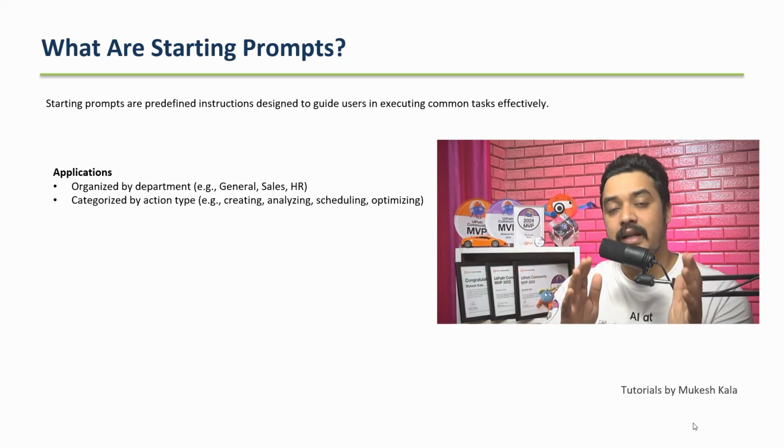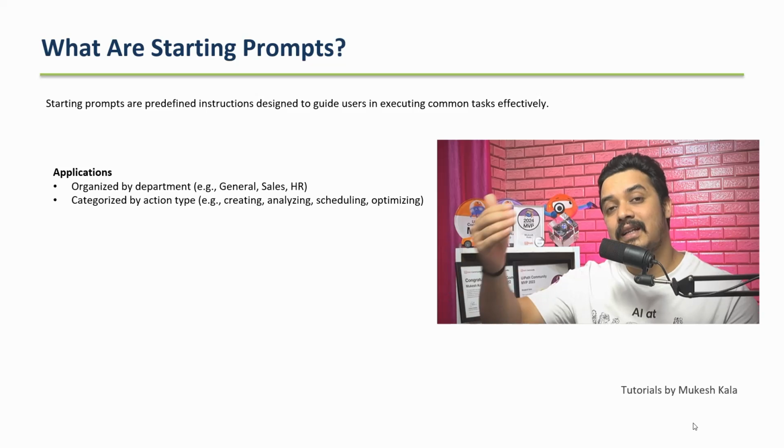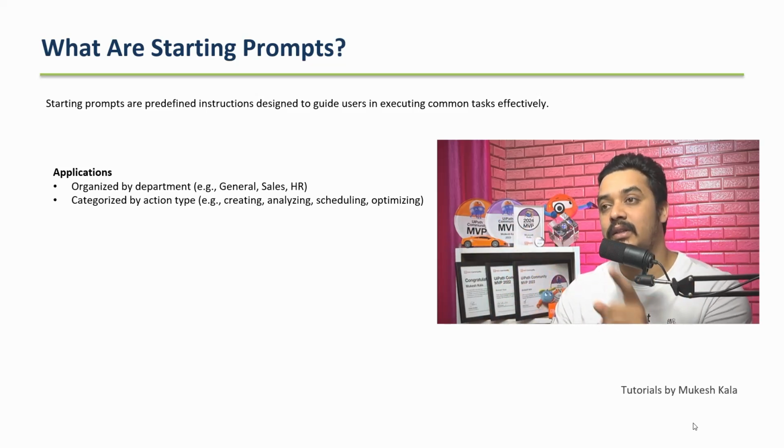So I can have segregation of the starting prompts so that people, as per their role, select the specific kind of department and then get started with Autopilot.